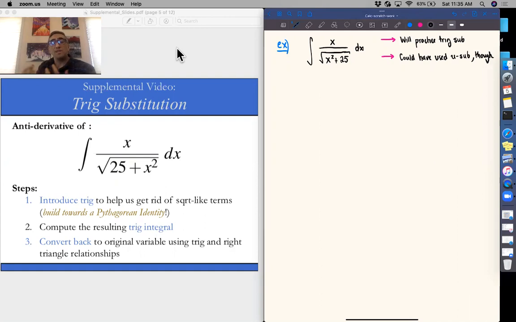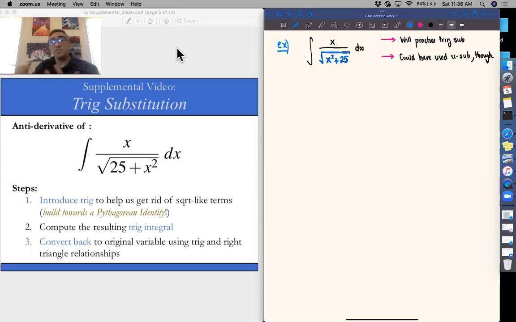The first thing we do is introduce trig to help us get rid of these square root-like terms. In this example, we have x squared plus 25 underneath that square root, so we might be able to use trig substitution because we have some number plus or minus an x squared-like term. Now, full disclosure, we could actually do this problem using u-substitution, but in the spirit of practicing trig substitution, we're going to use trig sub.